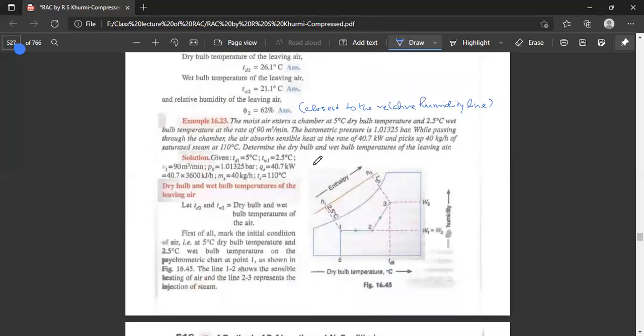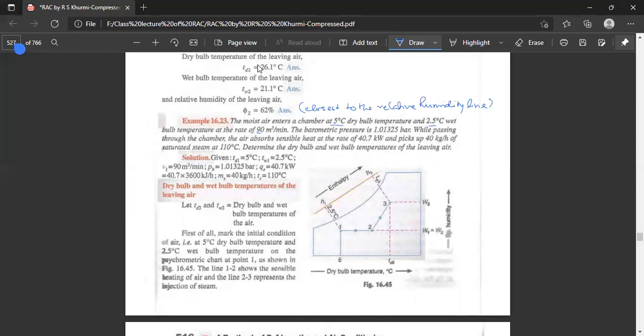The moist air enters the chamber at 5 degrees centigrade dry bulb temperature and 2.5 degrees centigrade wet bulb temperature at the rate of 90 cubic meter per minute. The barometric pressure is given as 1.0135 bar. The dry bulb temperature of 5 degrees centigrade is given, and the 2.5 degrees centigrade wet bulb is also given. The rate of incoming air is given as 90 cubic meter per minute. This is the atmospheric pressure given.